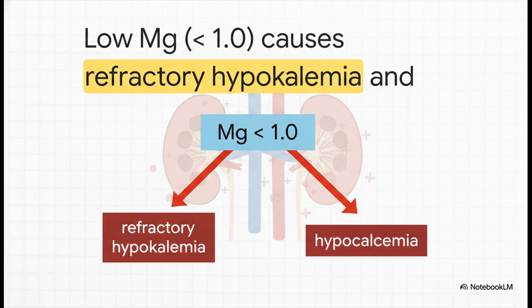Now for a very high-yield trap. Hypomagnesemia causes refractory hypokalemia and hypocalcemia. If potassium or calcium aren't correct, you must replete the underlying magnesium deficit.